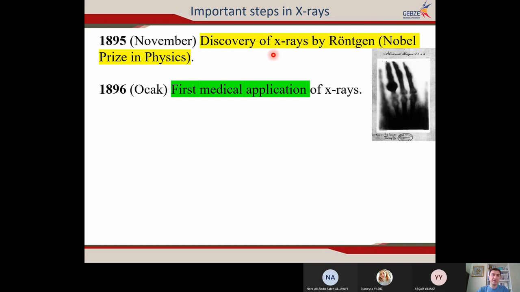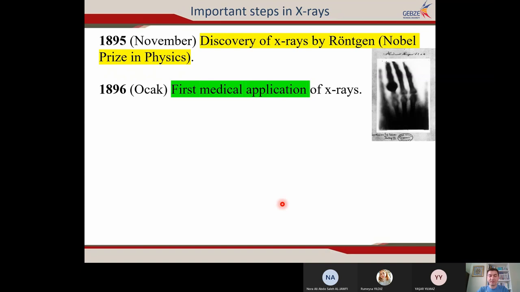In 1895, in November, Röntgen discovered X-rays and got the Nobel Prize. Let me also give you some important information here: you will see many Nobel Prizes in these important steps in X-rays. Those who touched X-rays at the beginning of the 20th century were awarded the Nobel Prize. So you can understand how powerful X-rays are to investigate materials.